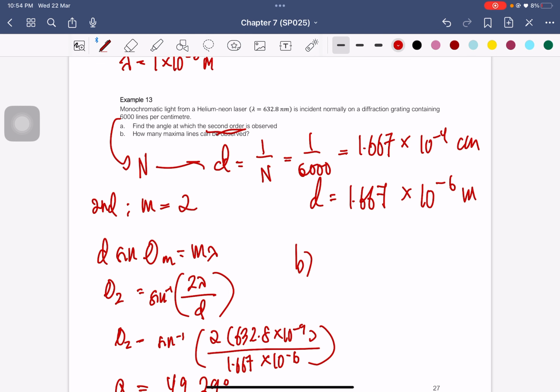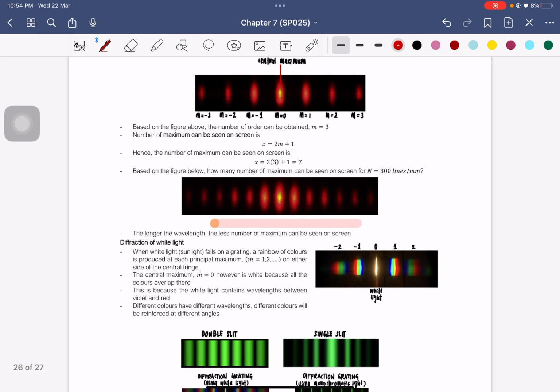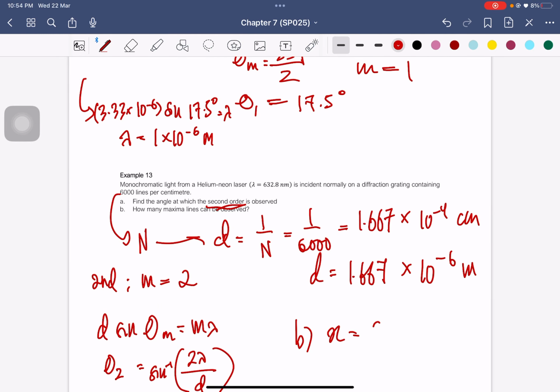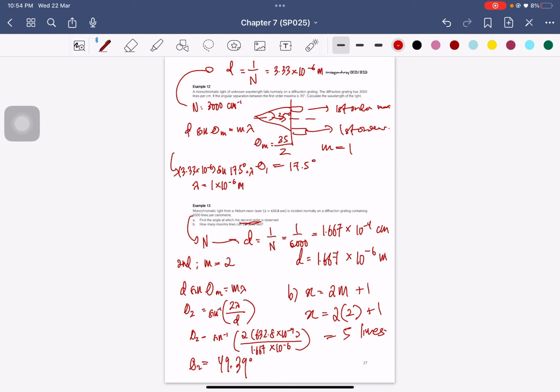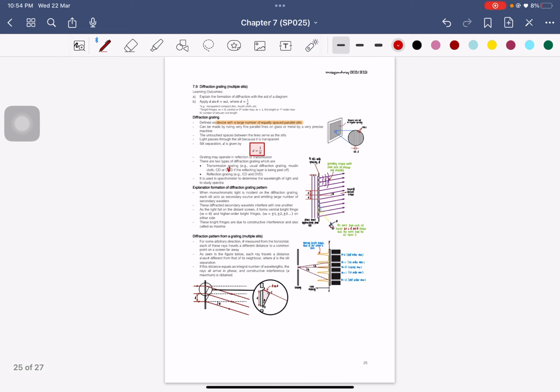Next, how many maximal lines can be observed? That one is just x equal to 2m plus 1. So how many maximal lines can be observed? This is second order, so 2 times 2 plus 1. So 4 plus 1 is 5. So we can just write 5 lines. Okay, so that is the solution for example 13, and that is all for subtopic number 9 and the whole chapter 7.